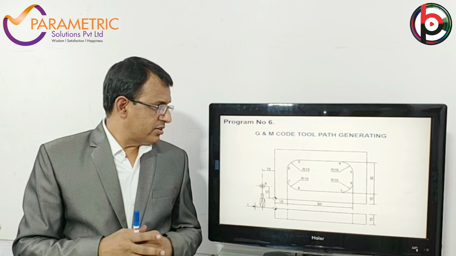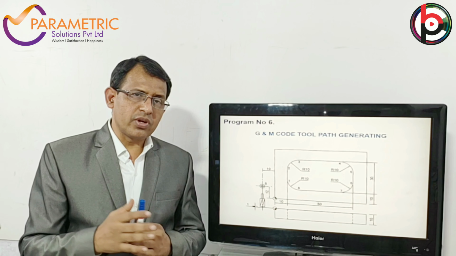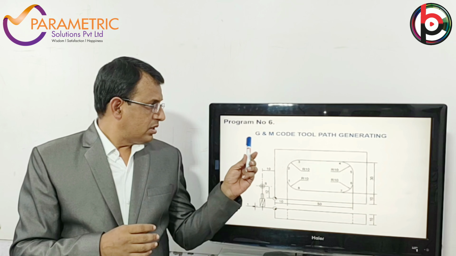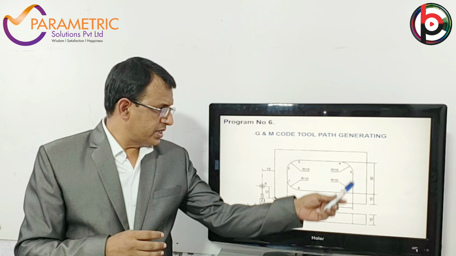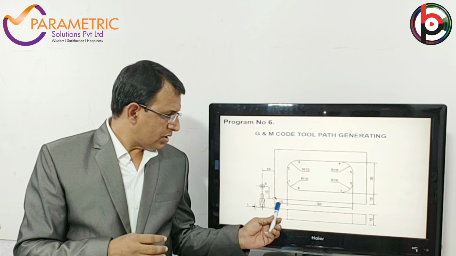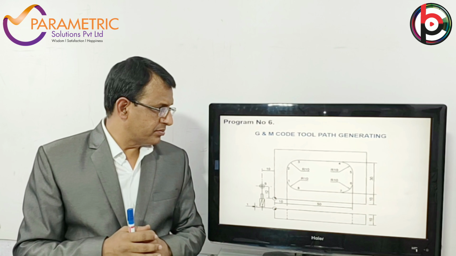So here we can see the drawing, and the program number is 6. Earlier 5 programs you can watch in our videos: G and M code toolpath generating. This is a rectangular workpiece of 70 by 50 mm by 10 mm.